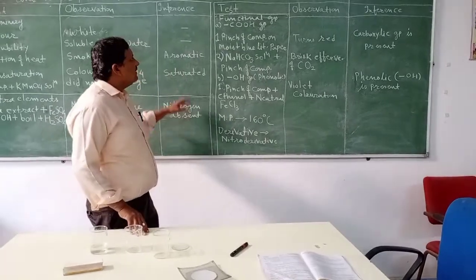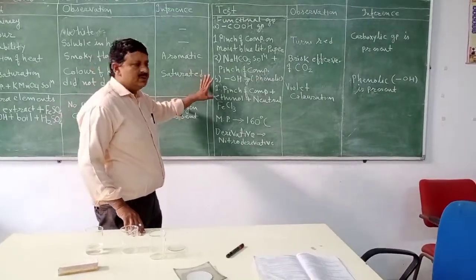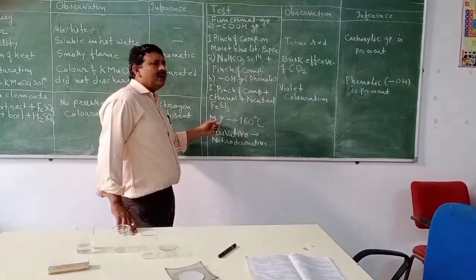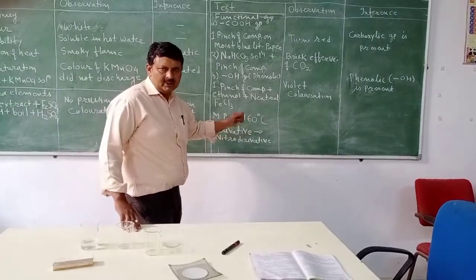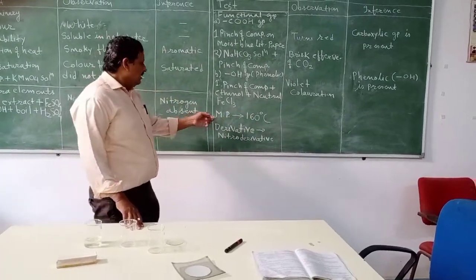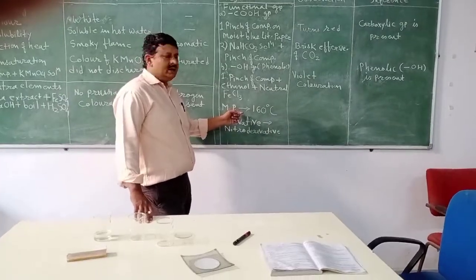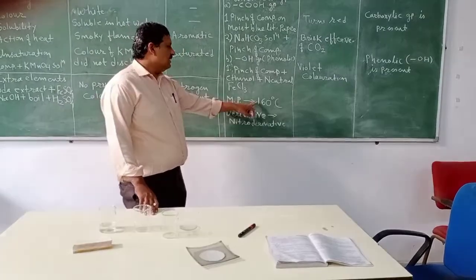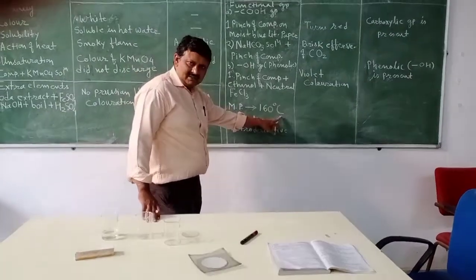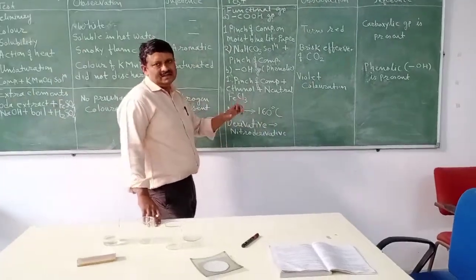Now, after the functional groups, what we have to do? We have to find out the melting point of the given organic compound. When I find out the melting point, it comes to 160 degrees Celsius.